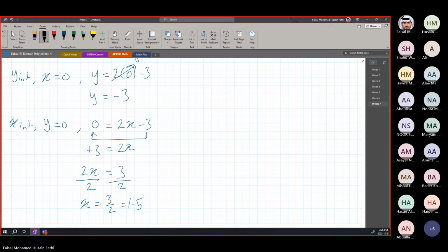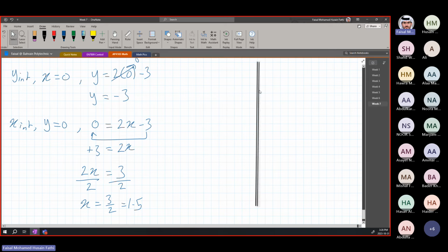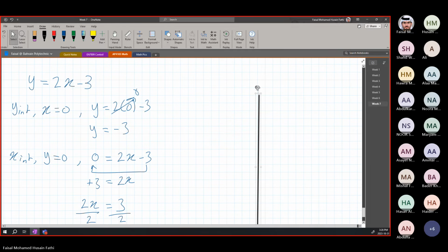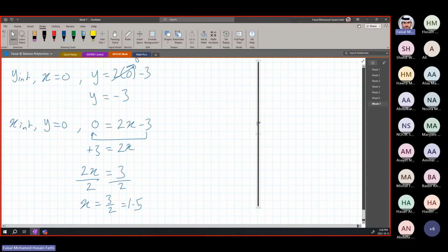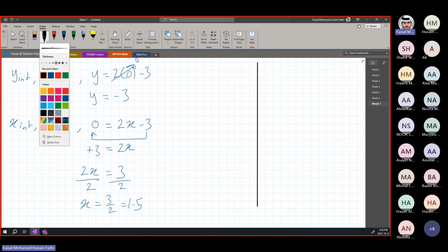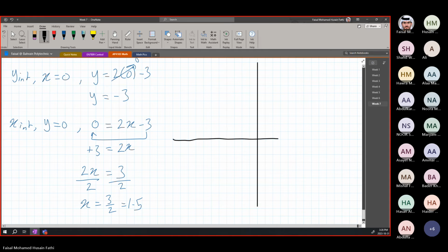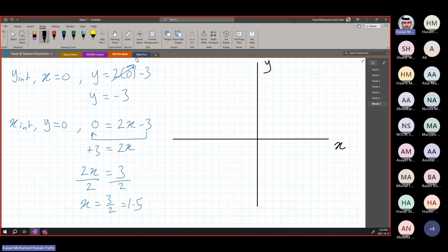Now, this is our x, our y. Let's say approximately. Let me just make it a bit straight. Then this is our y. I want to draw it a bit clearly so you can see the points and understand the idea. And this is our x-axis. So I'll just write x, y.